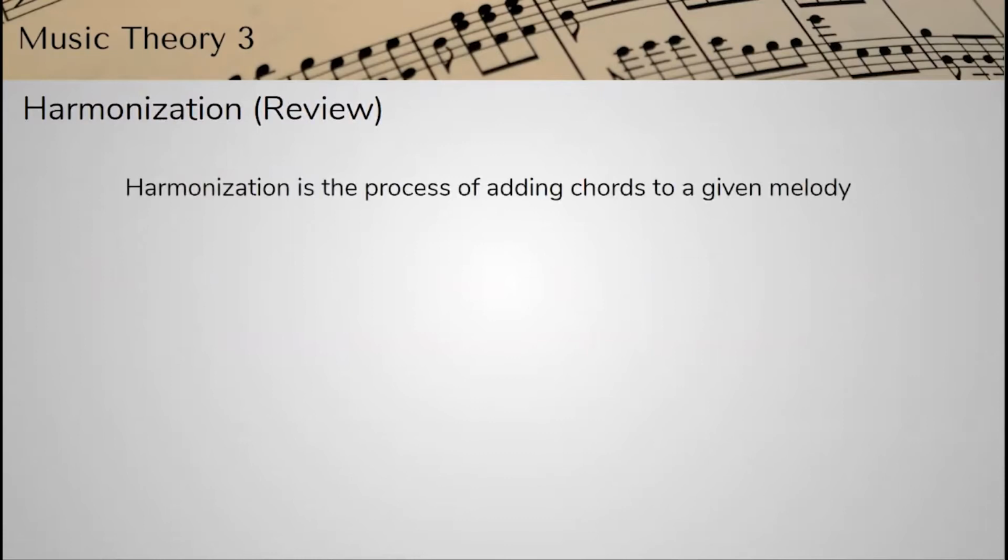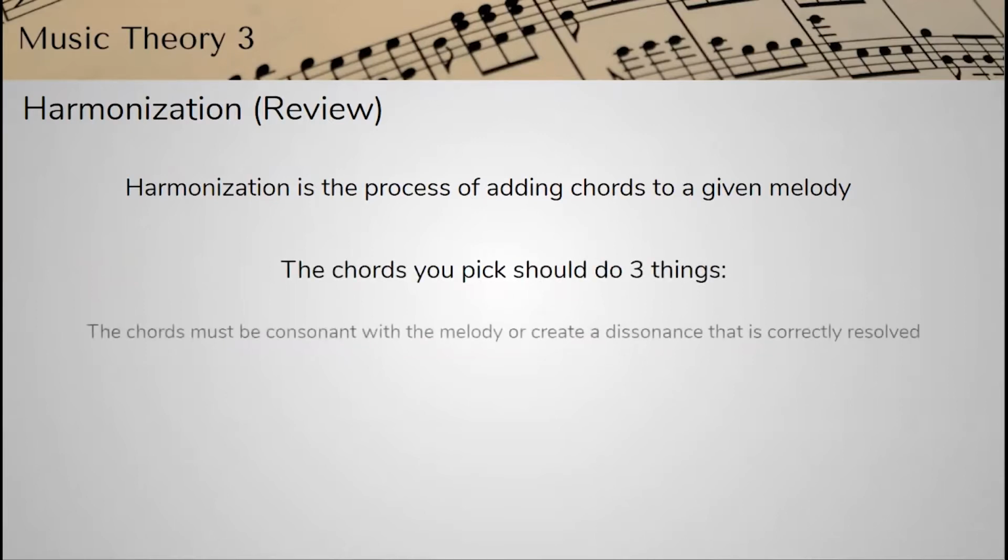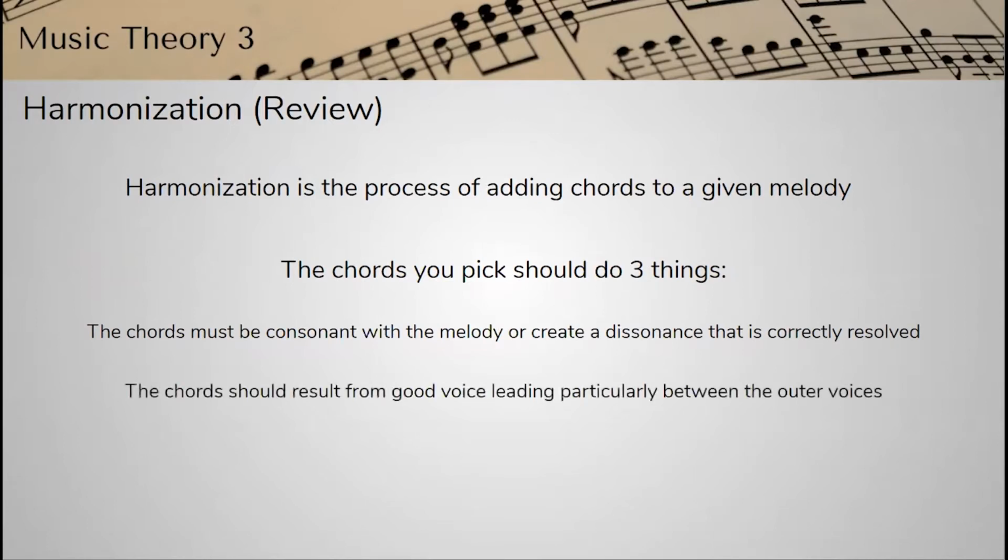So let's quickly review harmonization, because that's essentially what we're doing. Harmonization is the process of adding chords to a given melody, and the chords you pick should do three things. They should be consonant with the melody, or create a dissonance that is correctly resolved. That's really important with this texture. And the chords should result from good voice leading, particularly between the outer voices. So in this case, we'll have good voice leading between the bass note and our melody. And the chords, of course, have to create a logical harmonic progression. And in this case, they'll also have to connect that logical harmonic progression to a modulation.